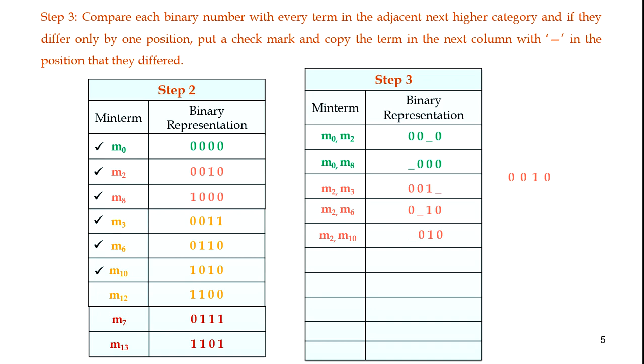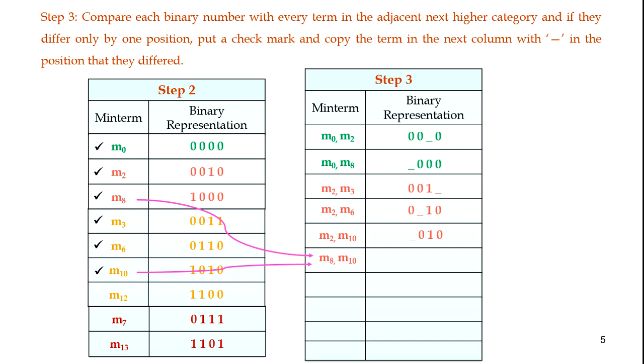For M2 it is 0010 and for M12 it is 1100. Here we have more than one bit variation, so this is not eligible for carrying forward, so we skip this one. Next we compare M8 and M3, which also has more than a single bit variation, so we cannot take this. Next we compare M8 with M6. This also has more than a single bit variation, so we skip this. And next we compare M8 and M10.